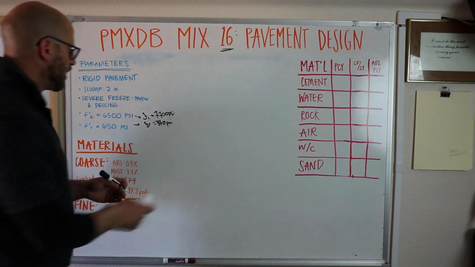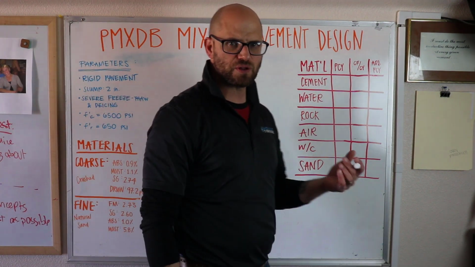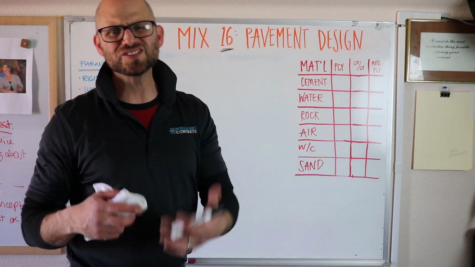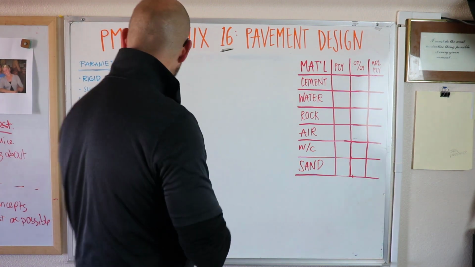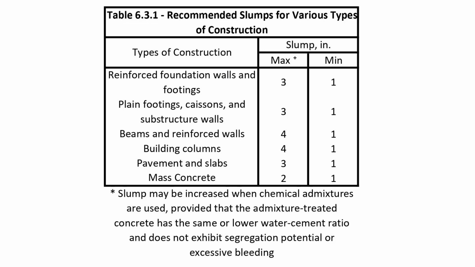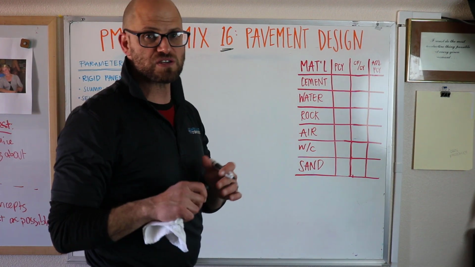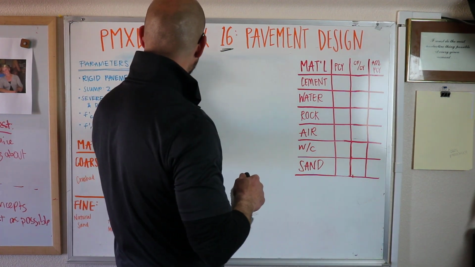Let's have some fun. All right, so as I go through the math, I'll update this table over here with all of our numbers, but I'll be erasing things just to keep it a little bit more clean and tidy. Okay, so if we go to table 6.3.1, recommended slumps for various types of construction, it says if we're making pavements and slabs, we want a maximum of 3 inches, a minimum of 1 inch. We've got our client specifying a 2 inch slump, so that's what we're going to stick with.